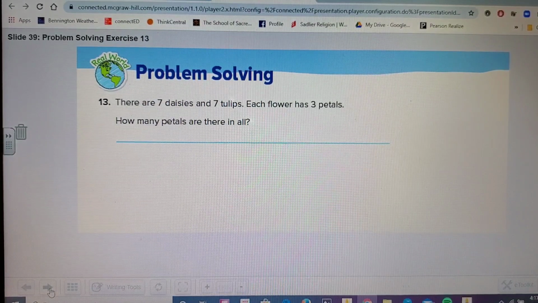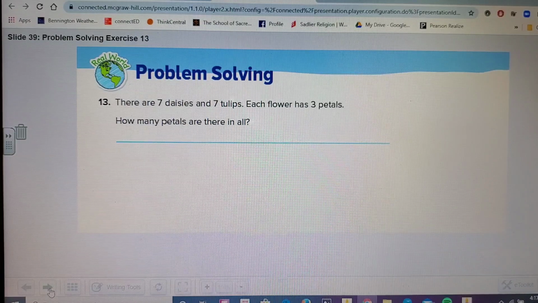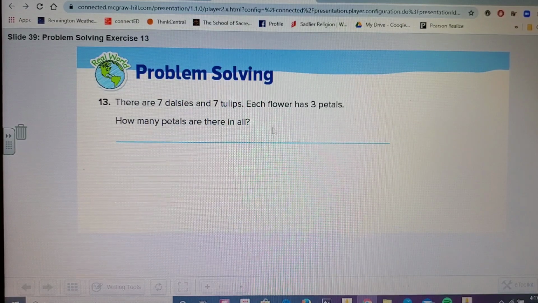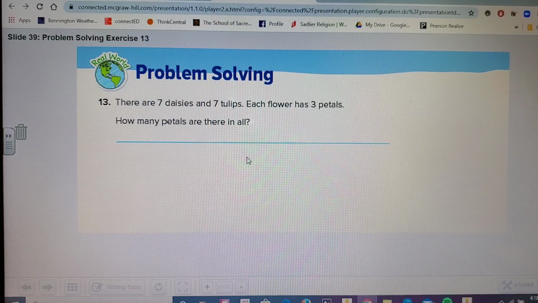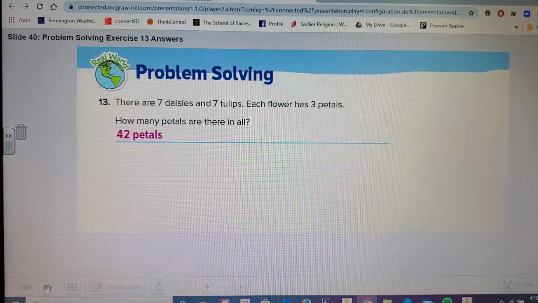Here's number 13. There are 7 daisies and 7 tulips. Each flower has 3 petals. How many petals are there in all? Let's start with daisies. 7 times 3 equals blank. Tulips, 7 times 3 equals blank. When you look on your chart, you'll see that 7 times 3 is 21. So you have 7 times 3 equals 21, and 7 times 3 equals 21. When you add 21 and 21, you come up with 42 petals.